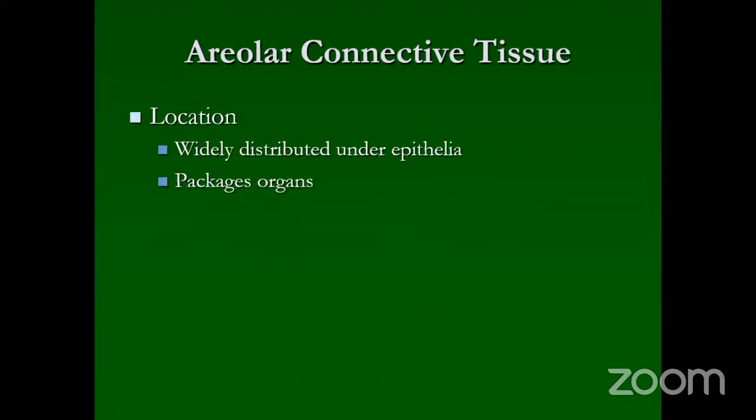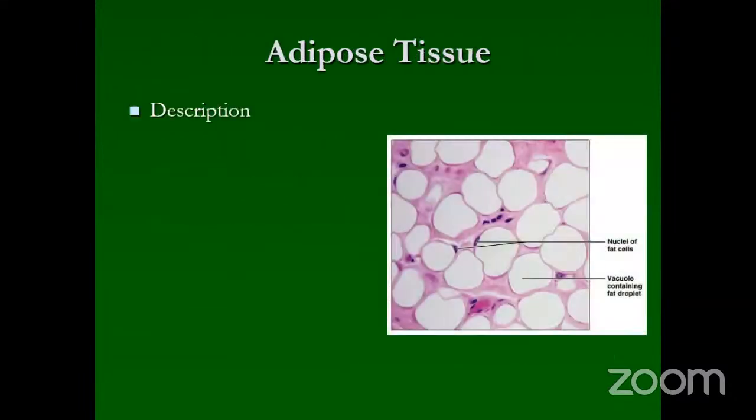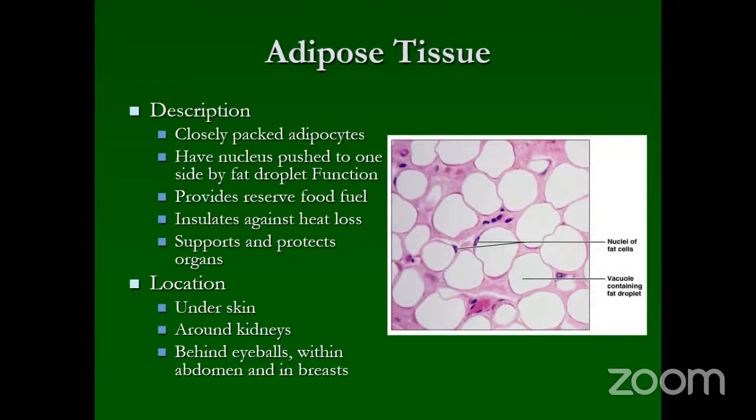So they are widely distributed under the epithelium. They are in the packed organs and they also surround the capillaries. The next is adipose tissue. Usually they have adipocytes which will store the fat. They have the nucleus pushed to one side of the cell by the fat droplet. Okay, the nucleus is at one side, one pole of the cell.